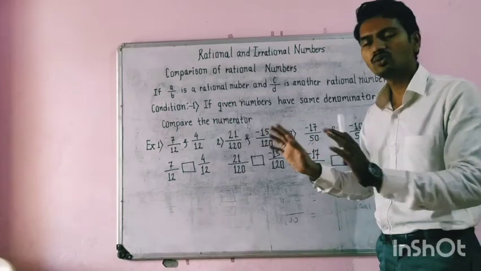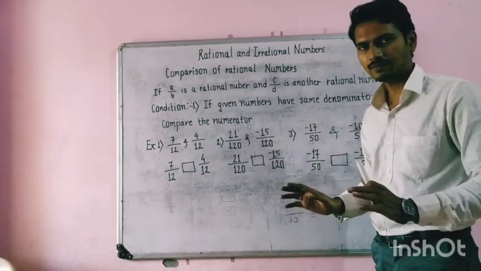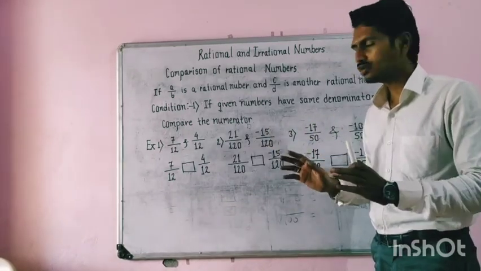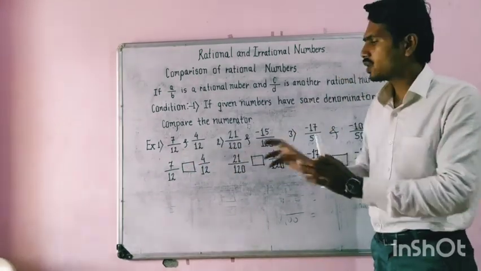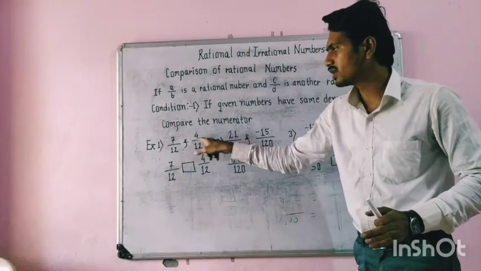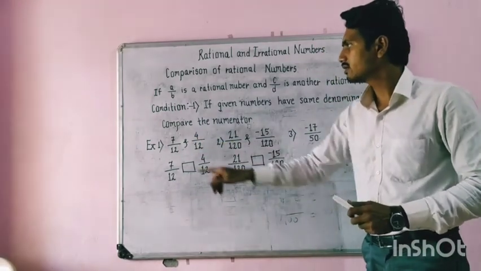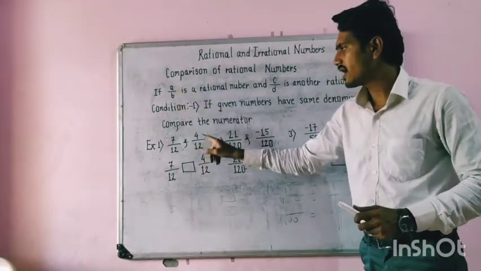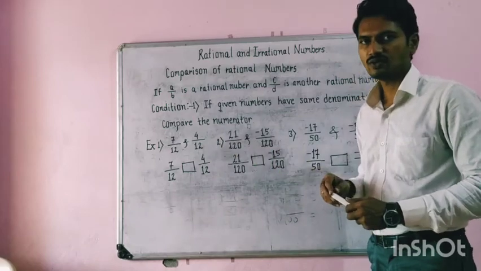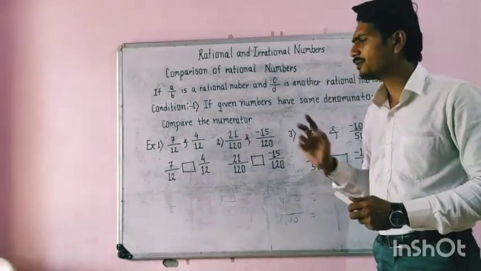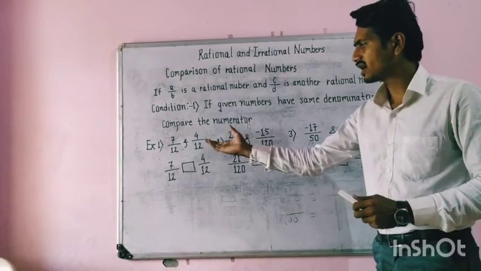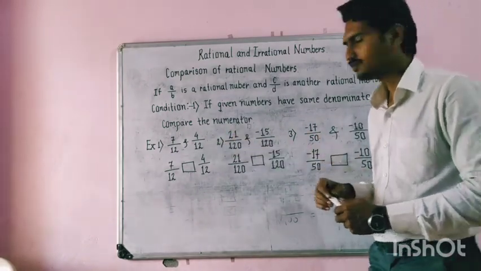Means we do not do cross multiplication, we do not compare the denominators, we need to compare only the numerators, these two numbers which are at the A position and C position. We have to compare A and C. So let's compare. Here we have taken some examples.